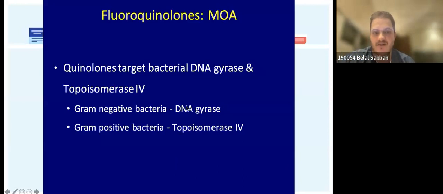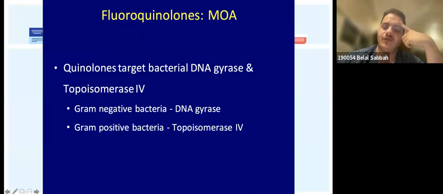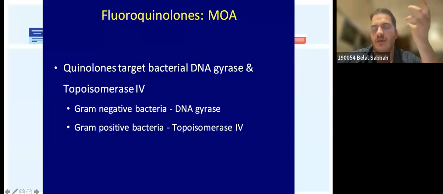So in gram-negative bacteria, you inhibit the DNA gyrase. In gram-positive bacteria, it's the topoisomerase. The way I memorize it: the N in DNA is for negative, and topoisomerase has no N there, so it's for the gram-positive. That's how I memorized it, but obviously you can memorize it your own way. Okay, so you have DNA gyrase and topoisomerase. How do you think resistance to fluoroquinolones can happen, just in general?